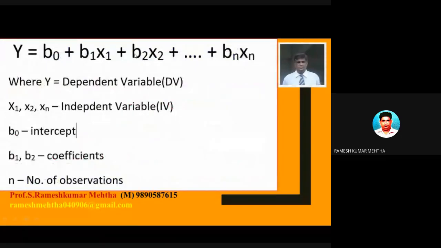Now, what do you mean by multiple regression analysis? Multiple regression is nothing but when there is more than one independent variable. When you are employing more than one independent variable to predict the dependent variable, it is called multiple regression.